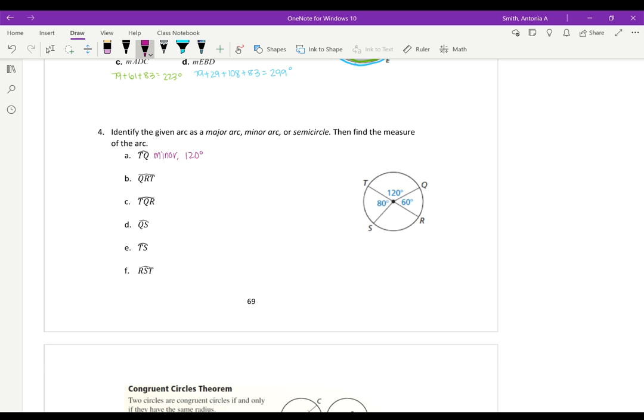Letter B, from Q to R, all the way over here to T. I know that that's either a semicircle or a major arc by the 3 letters, but if I look at the picture, that shows me that it's just a major arc. It's bigger than half a circle. How do I figure out how big it is? Well, the only thing I really need to find before I can figure out the measure is that missing angle right here.